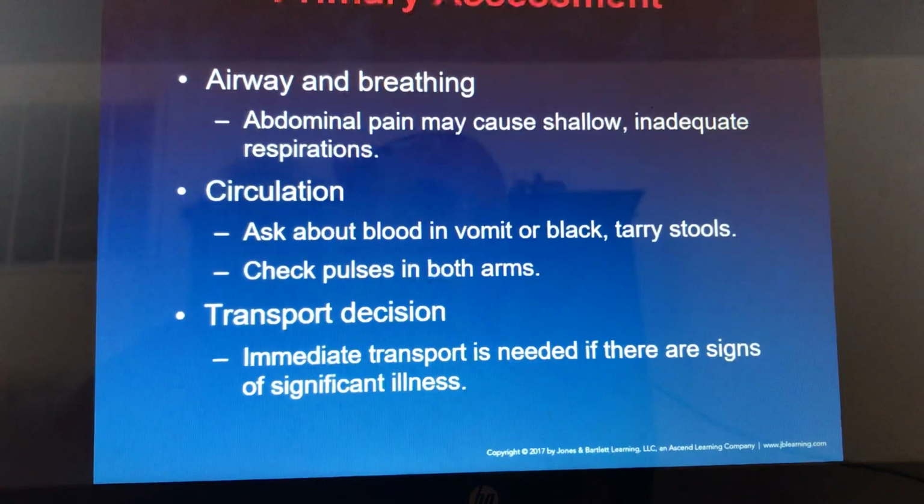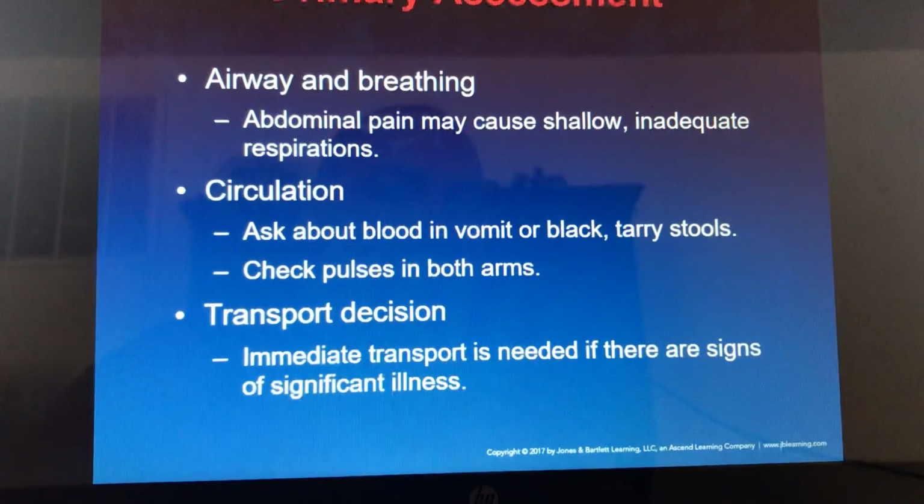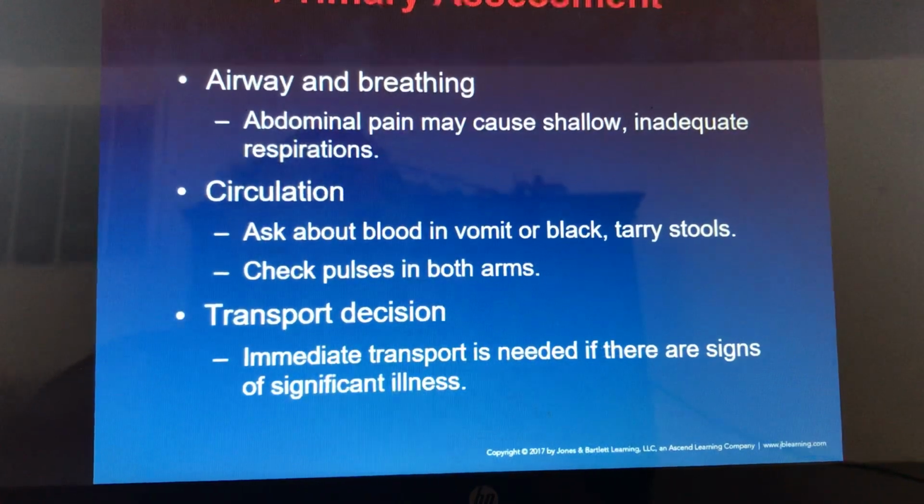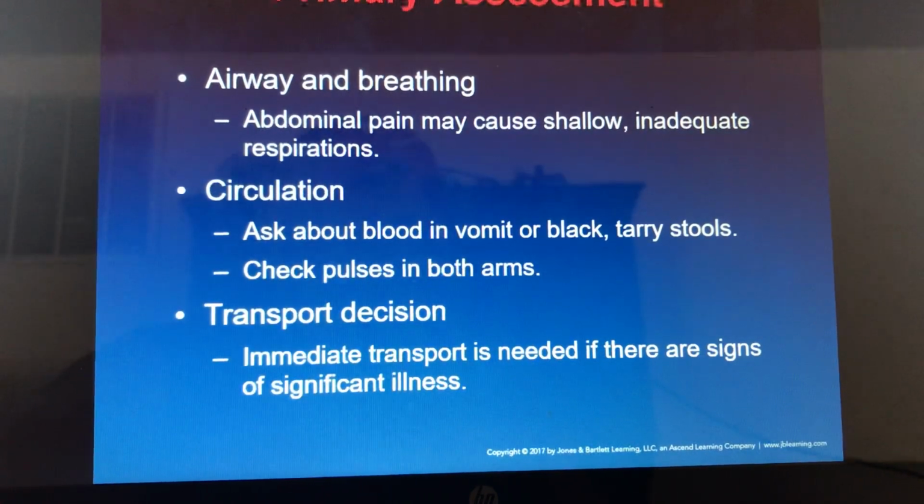Transport decision. Circulation. Check your pulses. Find out if they're tachycardic, bradycardic. You'll also be checking the skin. One of the things you can ask if they are having abdominal pain: Hey, have you been able to pee and poop okay? Do you have a burning sensation when you urinate, or any black tarry stools, any blood in your stools? People don't think to tell you those things, so you may have to ask.